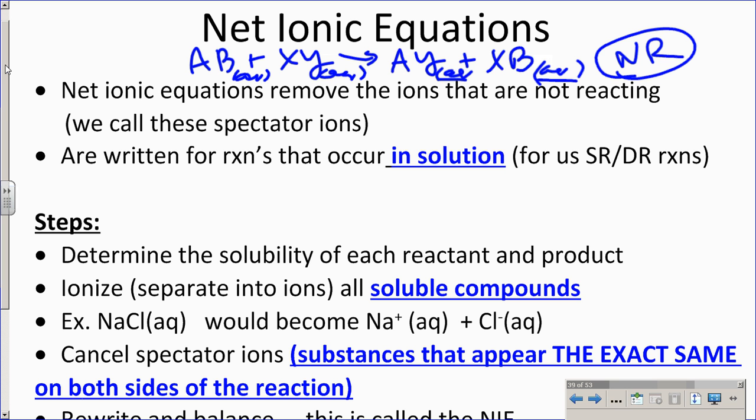The ions are still simply whatever their form was prior to the reaction occurring. So that's what a net ionic equation is. What we're doing is canceling spectator ions.